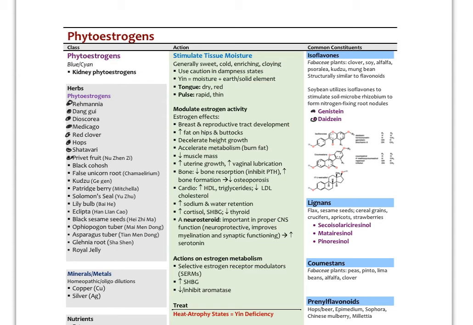shatavari, privet fruit. Now, black cohosh I put in this category, although interestingly, it does not contain any of these constituents in the right-hand column. So although we consider black cohosh a phytoestrogen, and it's given a lot for menopause, the studies haven't been that great on it. And I find it's better used as a sedative adaptogen, actually, to downregulate the HPA axis.